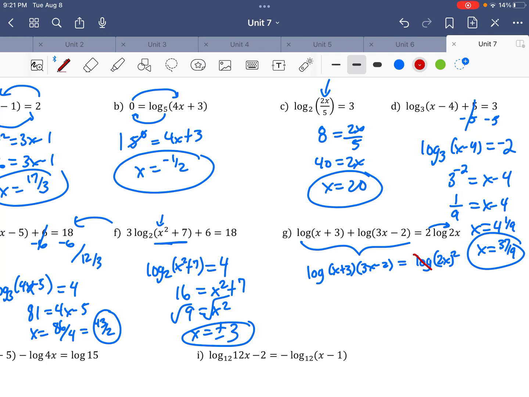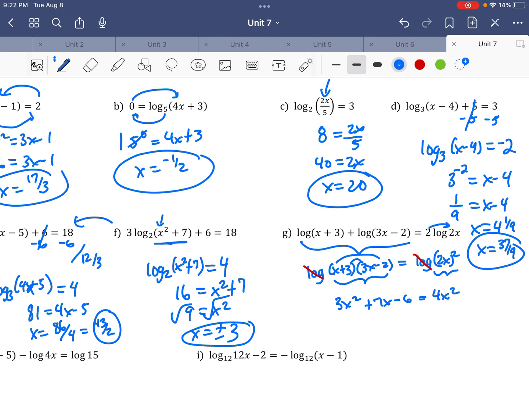So once I have this, what I can do is I can drop the word log, and then I just have this problem to solve. This has to equal that. So let's work it out. X times 3x is 3x squared. The outside is negative 2x. The inside is 9x. So 9 minus 2 is 7x. And then the last part gives me negative 6.